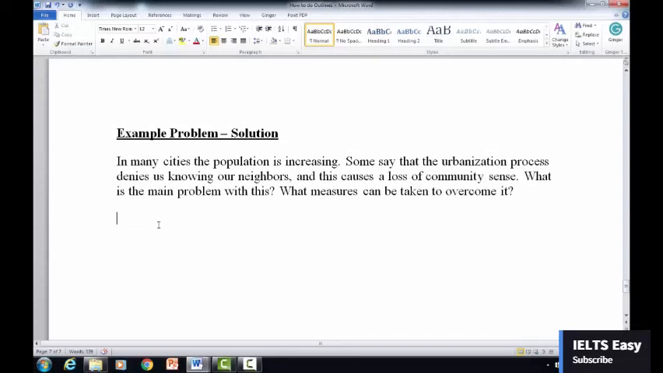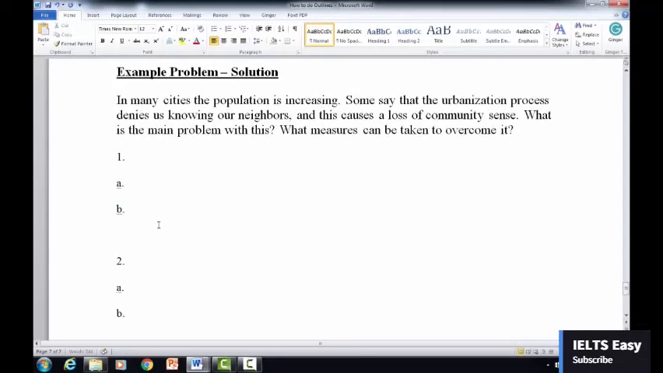It says, in many cities, the population is increasing. Some say that urbanization process denies us knowing our neighbors, and this causes a loss of community sense. What is the main problem with this? What measures can be taken to overcome it? Okay. So let's take a look at it. There's our format, 1, A, B, 2, A, B.